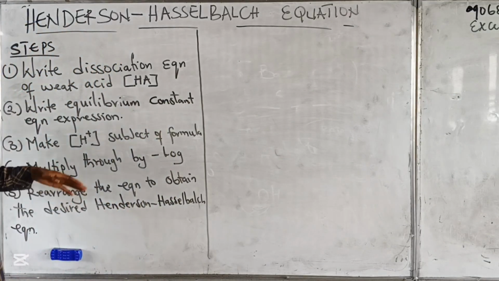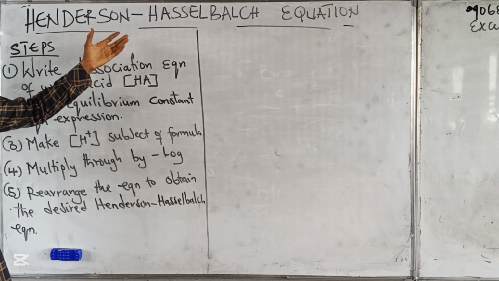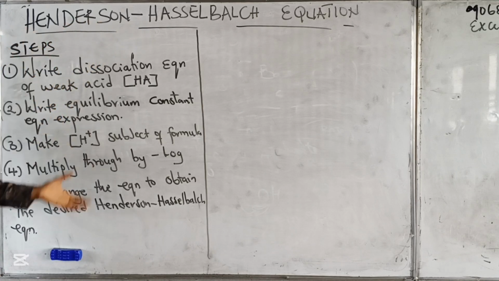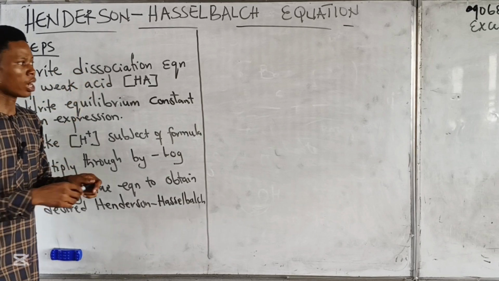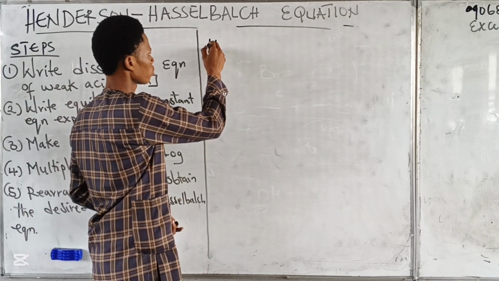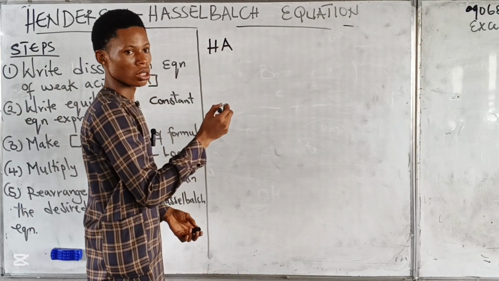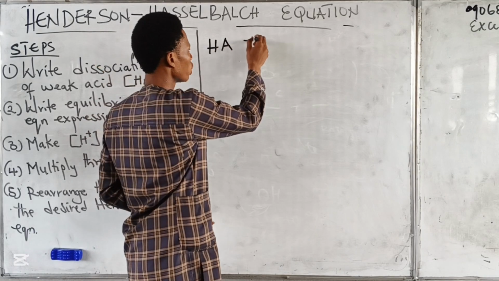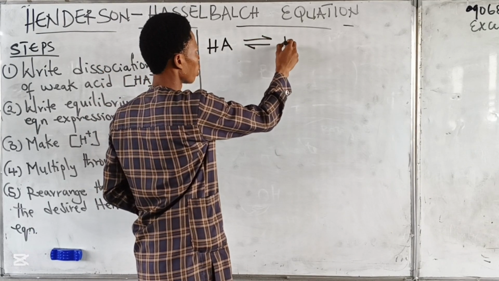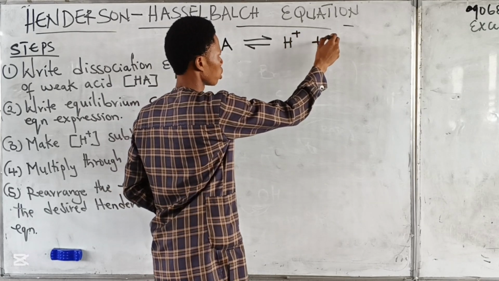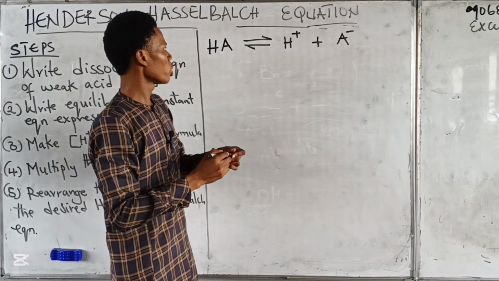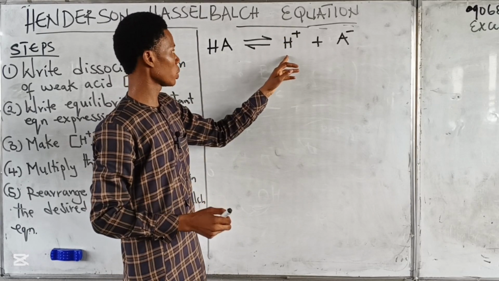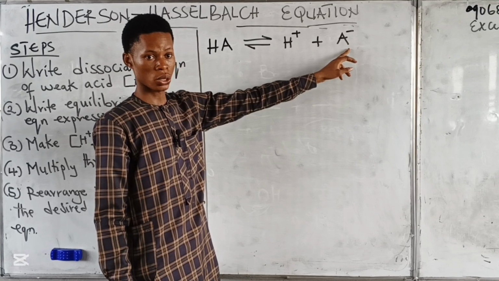All right. Now, if you want to derive the Henderson Hasselbalch equation, these are the steps we are going to follow. Step 1 says write the dissociation equation of the weak acid. If you have your weak acid HA and it dissociates, what will you have? Hydrogen ion plus what? This is the proton, and this is the conjugate base, right?